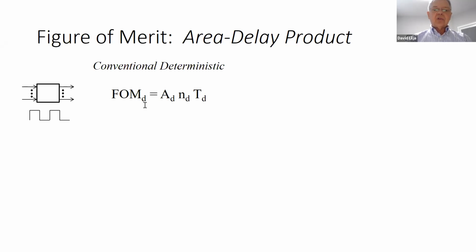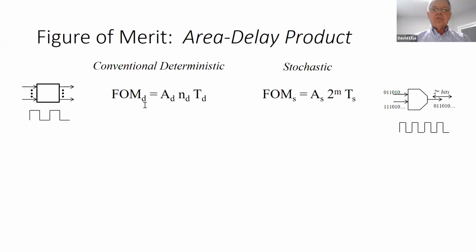If I do that for stochastic, I do the same thing. I take the area of the circuit, multiply it by T of S in this case, which is the delay to get through that circuit. But now the latency to get through that circuit is 2 to the M. So think about M.